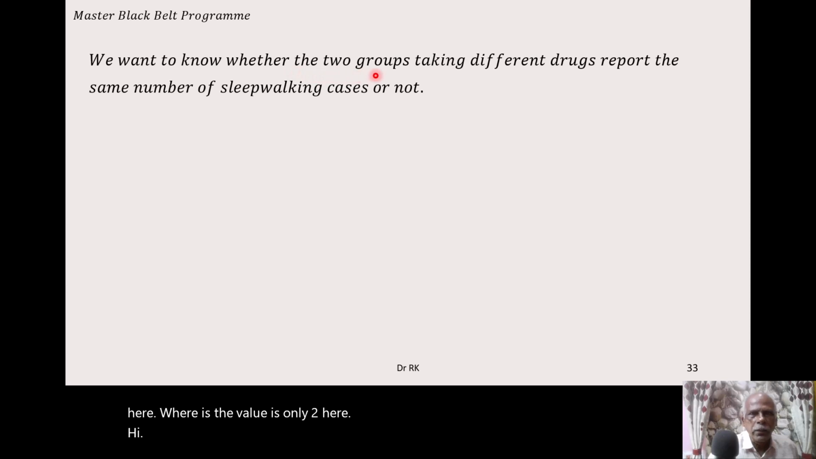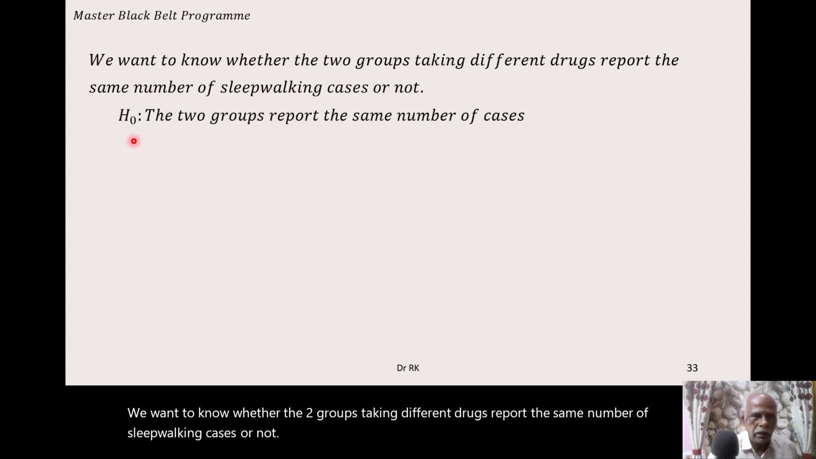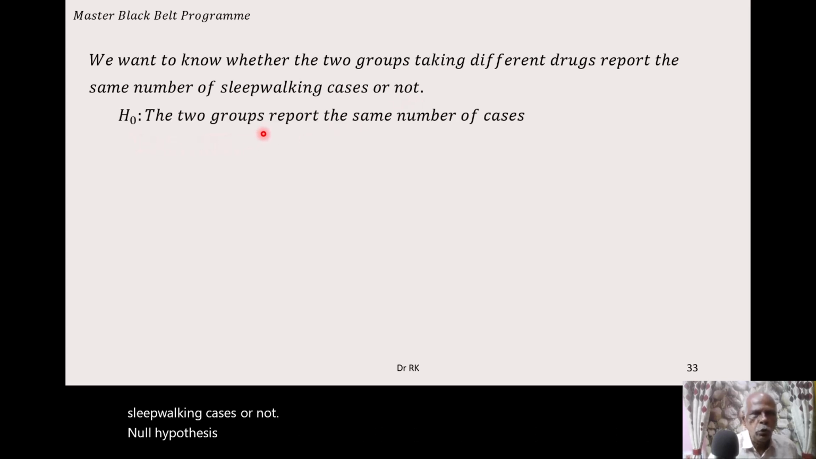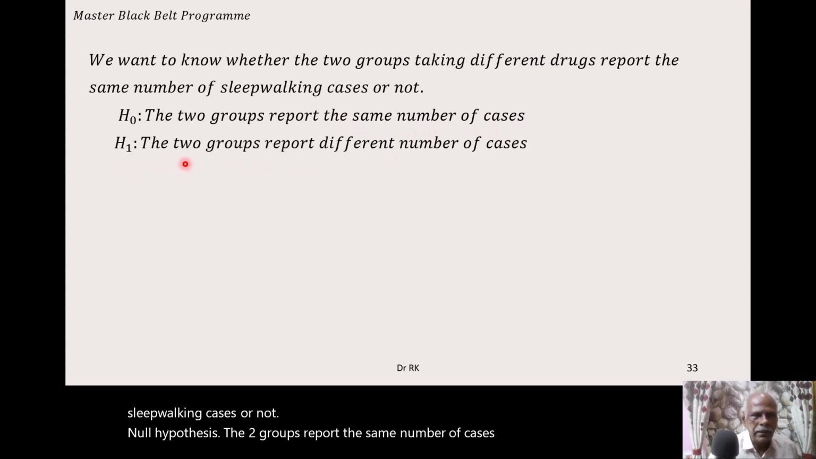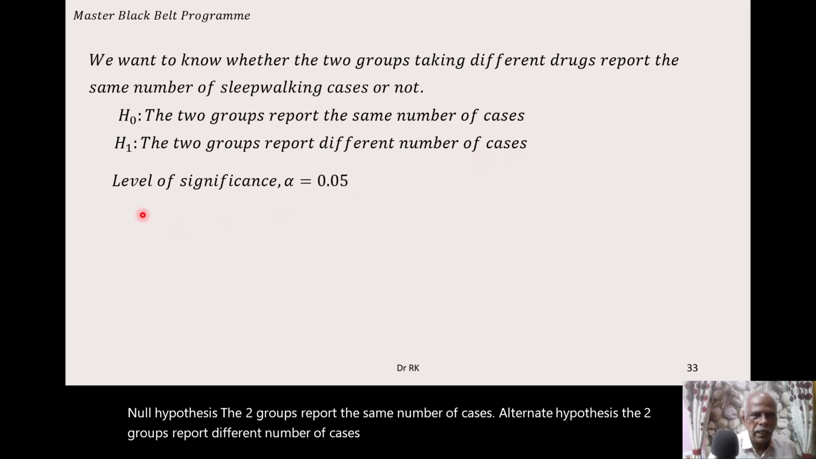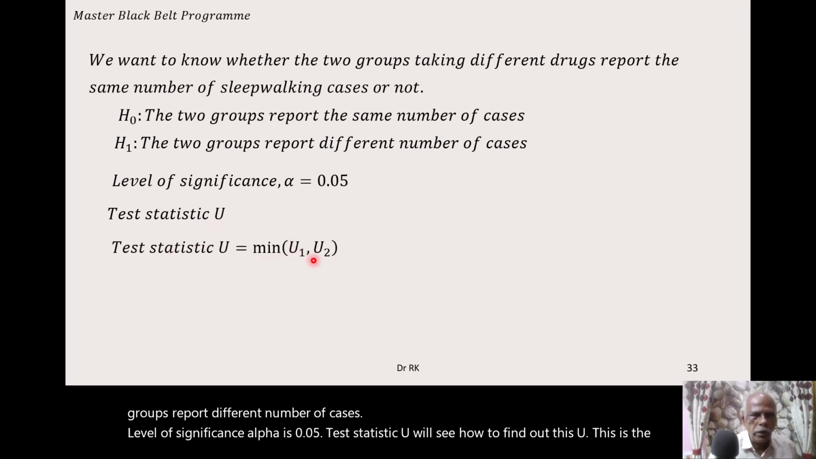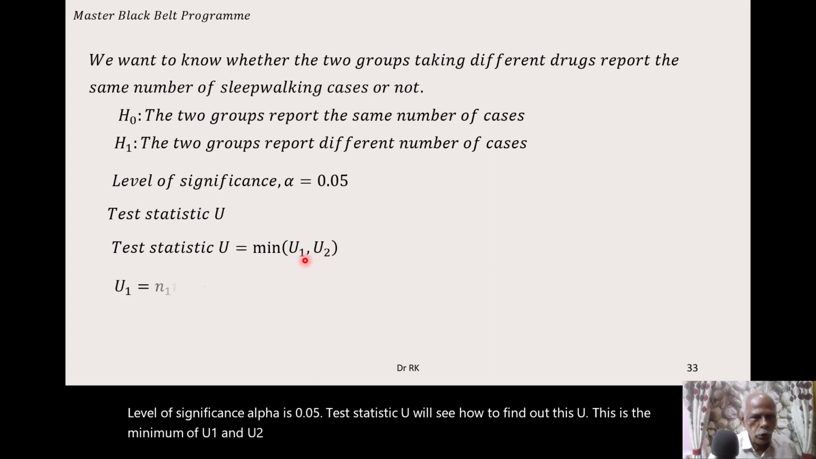We want to know whether the two groups taking different drugs report the same number of sleepwalking cases or not. Null hypothesis, the two groups report the same number of cases. Alternate hypothesis, the two groups report different numbers of cases. Level of significance, alpha is 0.05. Test statistic, U. We will see how to find out this U. This is the minimum of U1 and U2. We will find out U1 and U2 now.